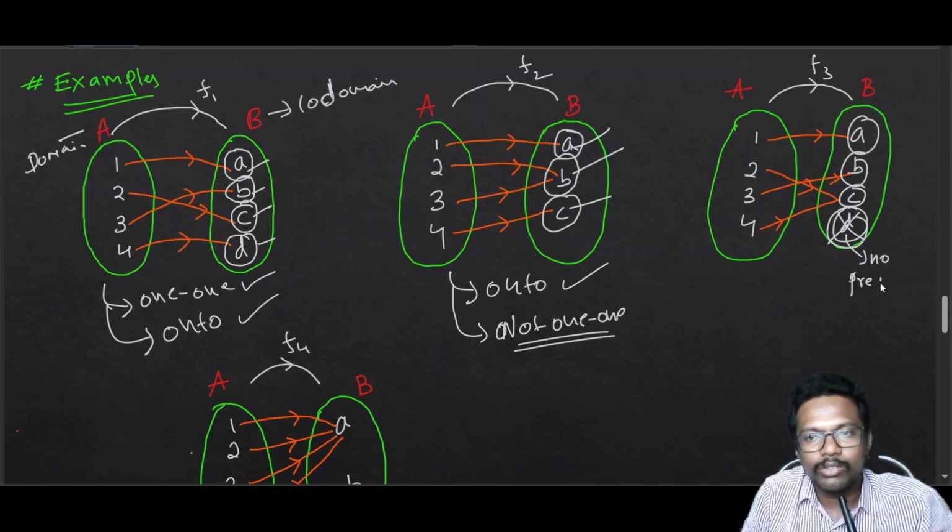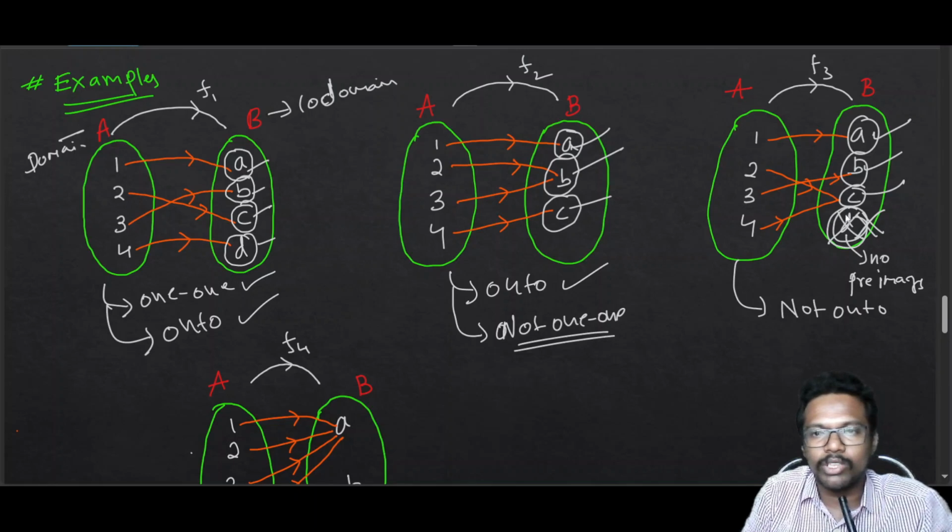So D has no preimages, and it fails the definition, because every element of B must be used. A is used, B is used, C is used, but D is not used. So this is not onto, because the first definition itself has failed. Every element of B is not satisfied here.